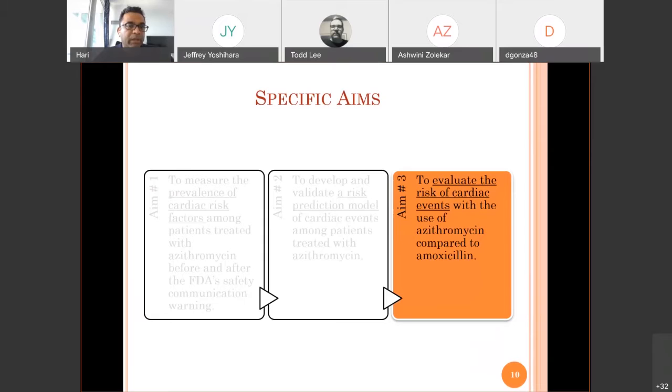So we developed a cardiac risk predictor model, a risk calculator, which gives you a score to help you understand what the risk of cardiac events would be among patients who are treated with azithromycin. And then lastly, in the third paper, which was the risk evaluation study, we compared the risk of cardiac events among patients who were treated with azithromycin versus amoxicillin, which I'll go into more detail about today. But I just want to give you these were the three specific aims for the dissertation.